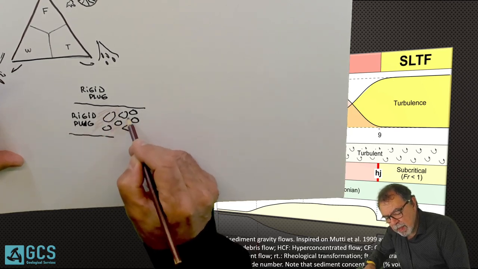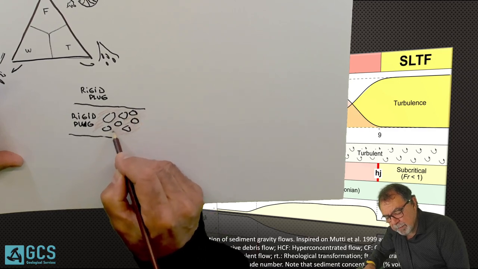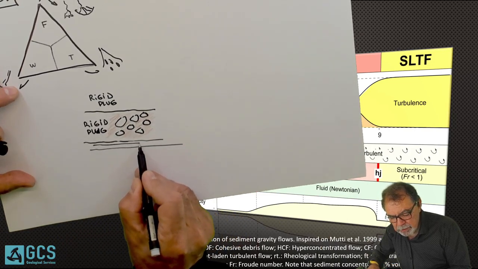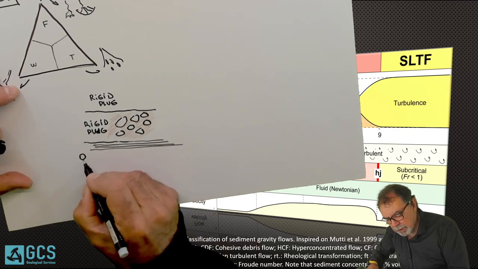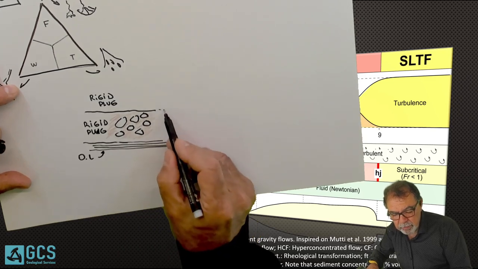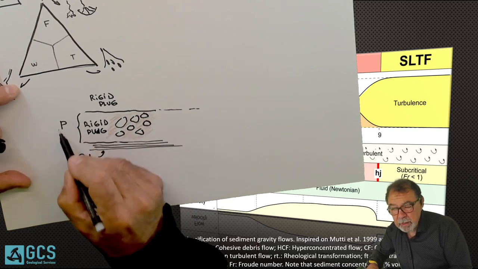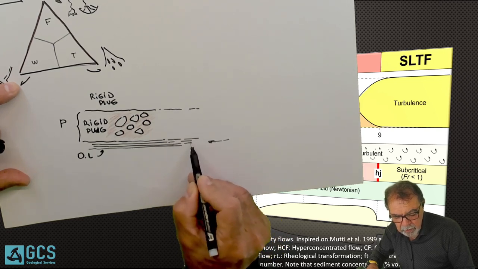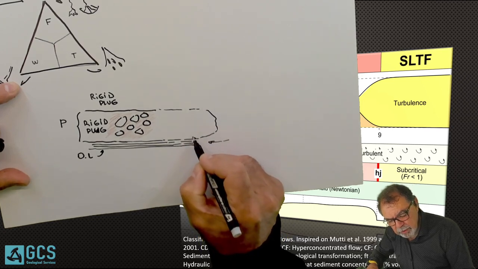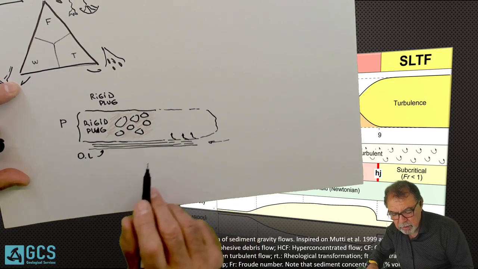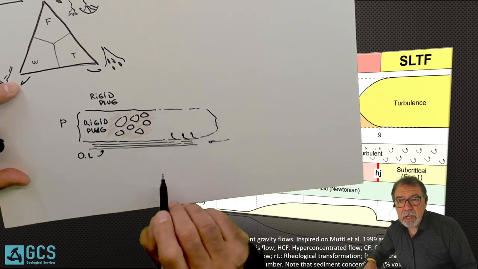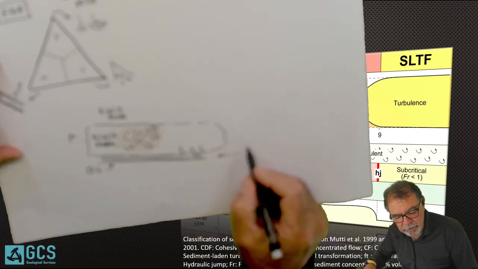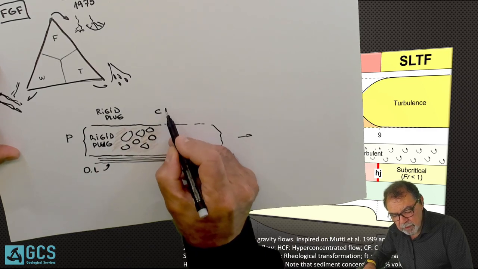So this is not laminar nor turbulent. It's just plastic. And this plastic interacts with the bottom with this overpressure basal level. So when you move this rigid plug, this plastic, into the basin, water is going to get in. And water will start to make a dilution of these cohesive debris flows, and you are going to start with the water escape, and water escape will transform this cohesive debris flow.